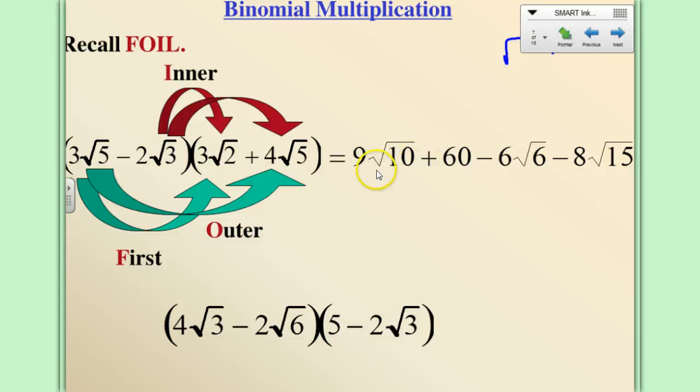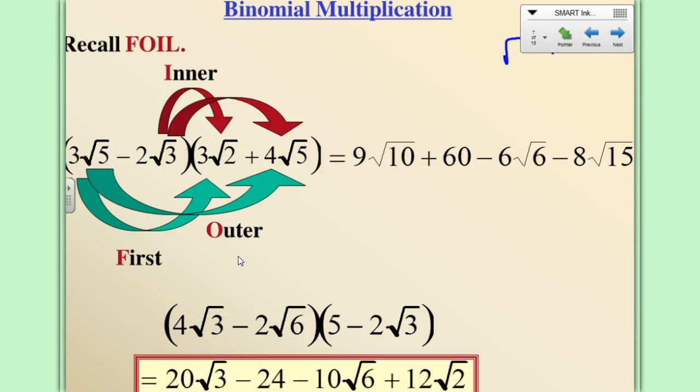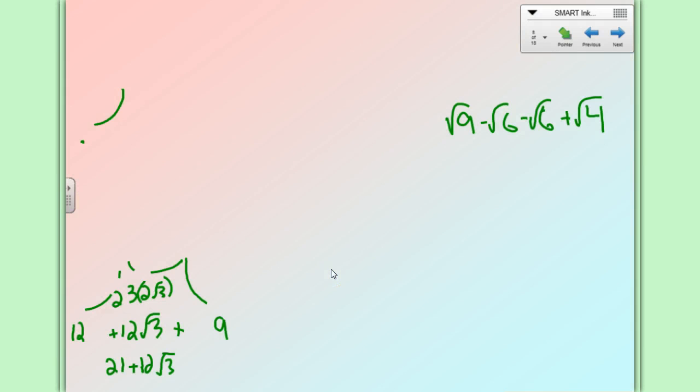Lastly, if we carry out the next example, what is 4 root 3 minus 2 root 6 times 5 minus 2 root 3? Again, multiply first terms, inside, outside, and last, right? Or outside, inside, last. We get 4 terms that look like that. And again, we look to see if we can simplify any of the radicals. I can't. Do any radicals collect? No. So that's as good as it's going to get, right? Most questions are going to simplify a bit, right?